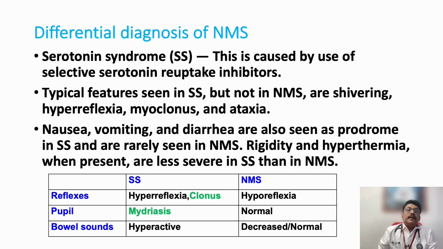Another important differential diagnosis for NMS is serotonin syndrome. So serotonin syndrome also can have similar features like NMS and tetanus. So here there are some differentiating features between serotonin syndrome and NMS. That is, pupillary findings are very important. That is, mydriasis in serotonin syndrome, while in NMS that is normal. But this is also produced by antipsychotic drugs. So the treatment of NMS and serotonin syndrome are almost similar, but the treatment of tetanus is entirely different from these two conditions.